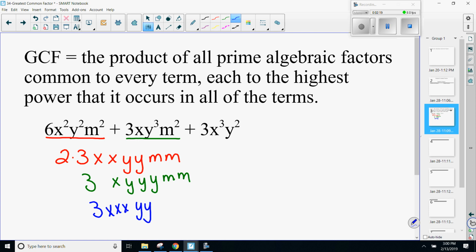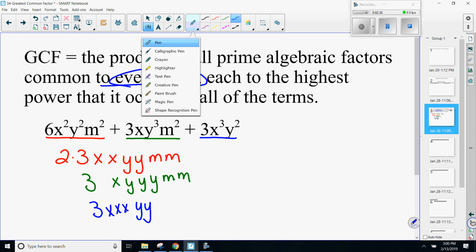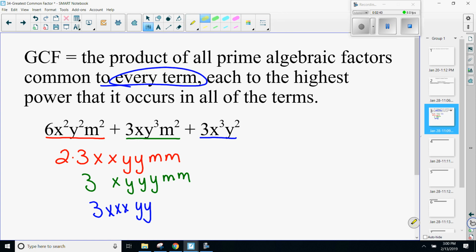The greatest common factor is common to every term and to the highest power that it occurs in all the terms. The most, not the highest power in one of them, the highest power in all three of them. So what you do to figure out the greatest common factor is ask what is something they all have? A 3. So we have a 3. The highest power in all three of those is just to the first.